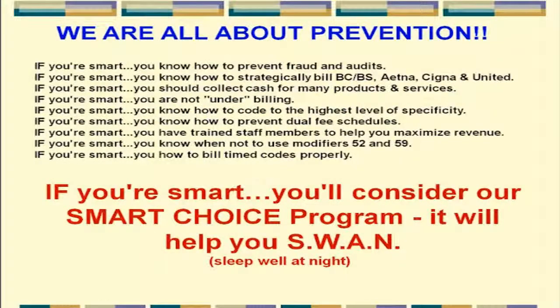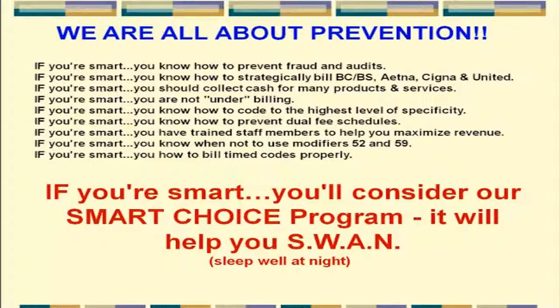If you're smart, you know how to prevent fraud and audits. If you're smart, you know how to strategically bill Blue Cross Blue Shield, Aetna, Cigna, and United Healthcare. Here's something I see all the time: doctors are billing units of a particular code. Let's say it's a time-based code, and they're billing for two but only getting paid for one, and they're in network with the plan. They're not getting paid for the second one, so you better charge the patient for the second one, or don't do it.